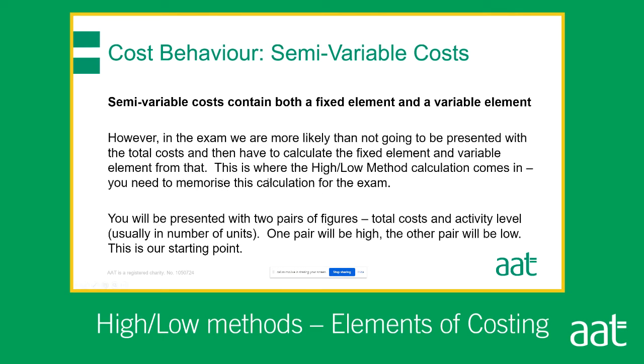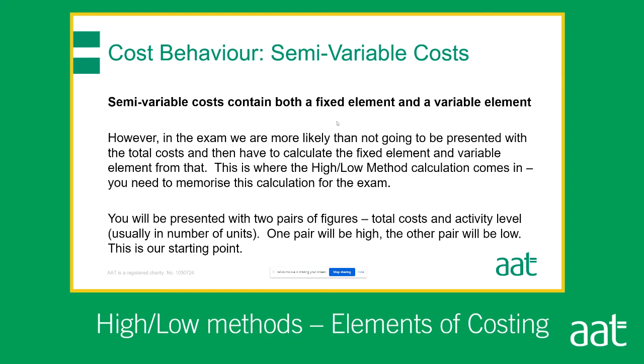However, in the exam, we are more likely than not going to be presented with the total cost and then have to calculate the fixed and variable elements from that. This is where our HighLow method calculation comes in. This is what you need to memorize, this calculation and formula for the exam. So we'll go through how this works in theory, and then we will put some figures to our theory and you can have a go at some of the calculations.